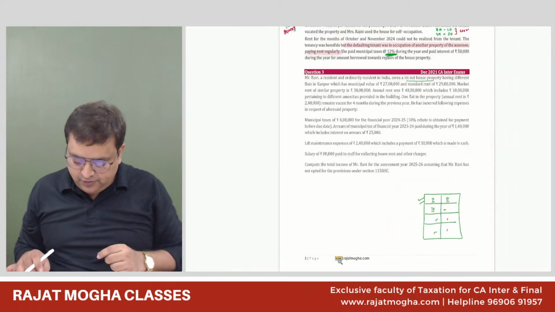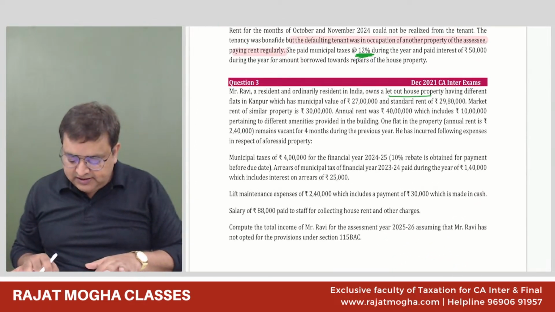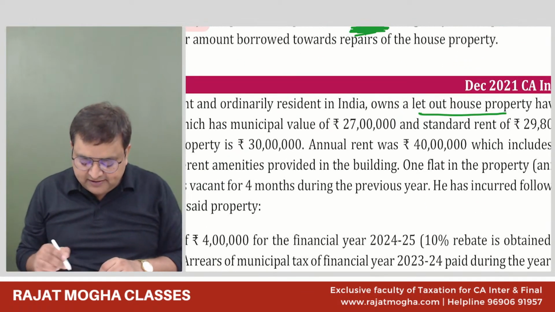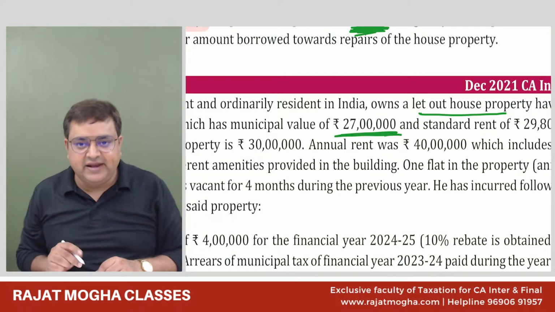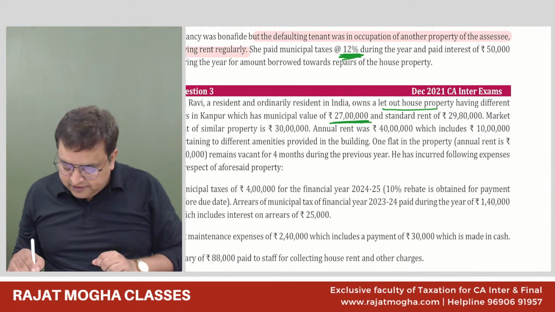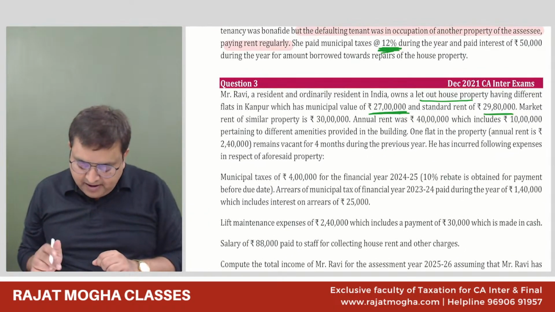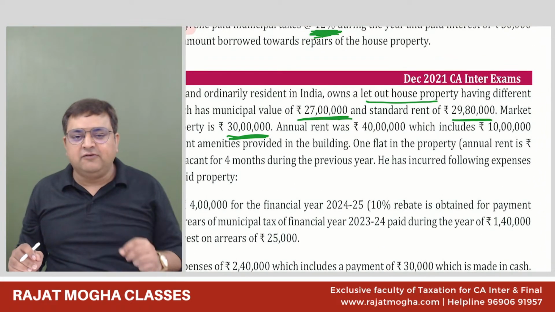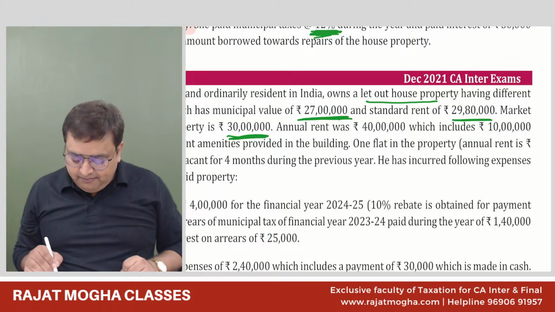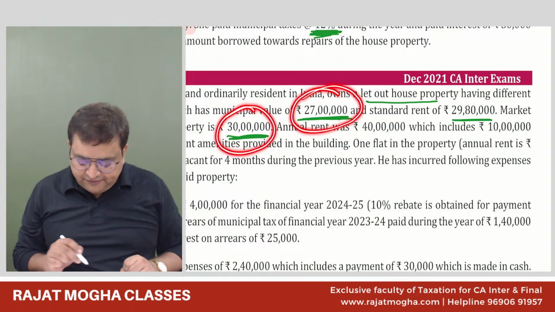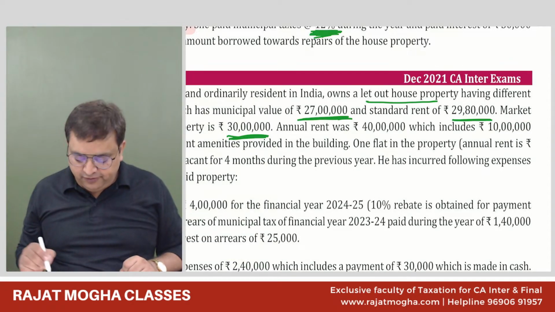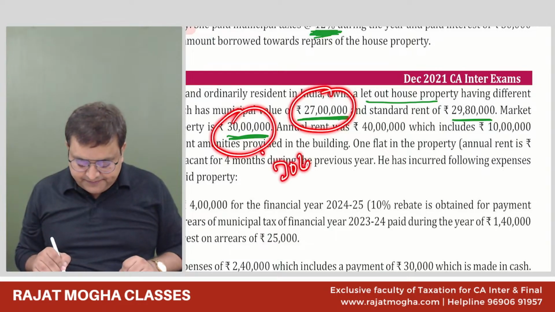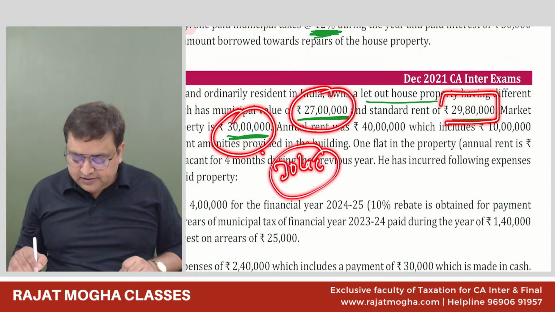So my expected rent would be 29 lakh 80,000. Second, annual rent was 40 lakh. Annual rent means the rent for the year from these houses. Annual rent was 40 lakh, which includes 10 lakh pertaining to different amenities provided in the building. Amenities means different facilities, like lift facility, gardener, security guard, general electricity, etc. For that, he is charging 10 lakh rupees. So annual rent was 40 lakh, which includes 10 lakh rupees for the facilities.